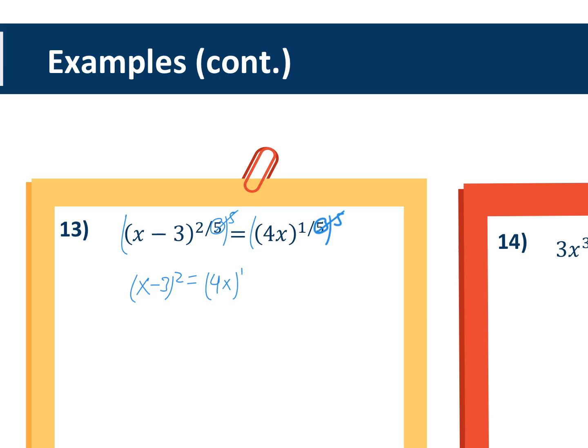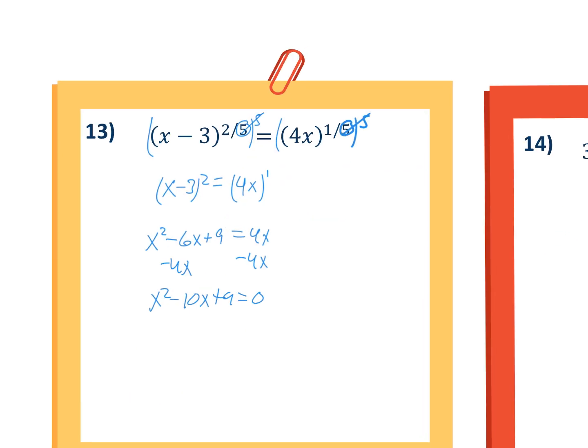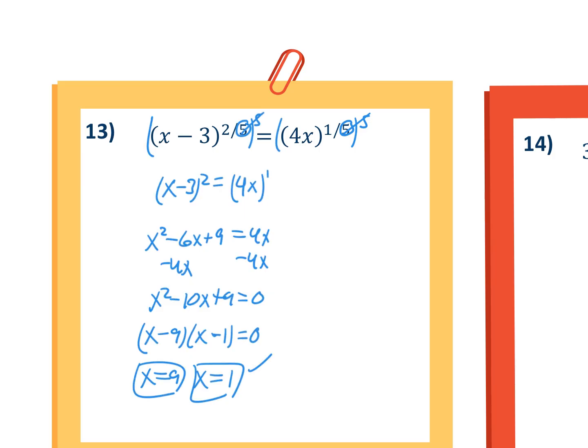And then x minus 3 squared, when you go ahead and FOIL that, is going to get you x squared minus 6x plus 9, equals 4x. And then you can subtract 4x on both sides, and then you end up with x squared minus 10x plus 9 equals 0. And then I can factor this and solve. So I get x minus 9, x minus 1 equals 0, and so I get x equals 9, x equals 1. Once again, odd roots you don't have to check, right? These are going to be fine. These are going to be perfectly valid solutions.